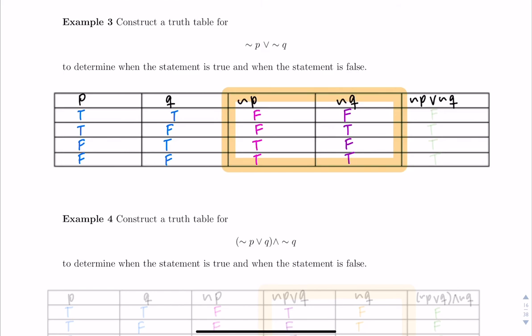And so I have two false statements, which give me a false. I have a false or a true, which is true. I have a true or a false, which is also true. And I've got two trues, which is true. So this is a true statement when the originals are either true and false, or both false, and it's a false statement when the originals are both true.